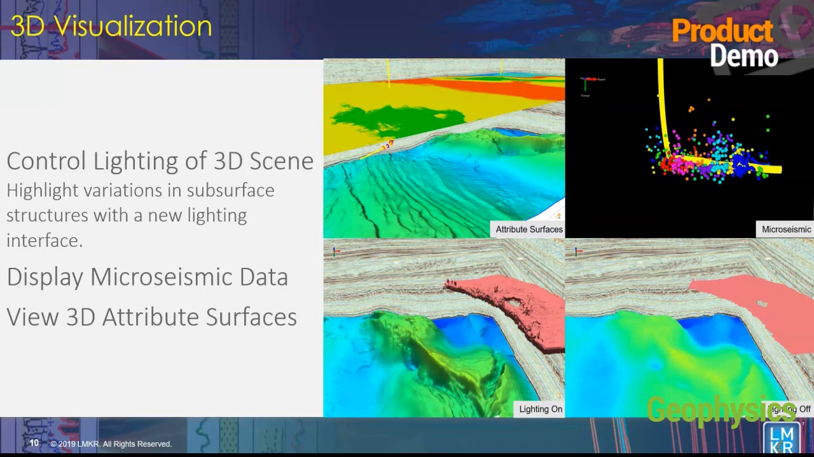On the bottom right image in this slide, lighting is turned off. The image to the left of it is the same scene, but with the lighting turned on. And even though the image on the right is giving you the same information, it's very easy to see and appreciate the relief of this horizon surface with the lighting turned on. For the geobody as well, you can actually see variations in the structure with the lighting turned on, as opposed to it just being a blob when the lights are off.